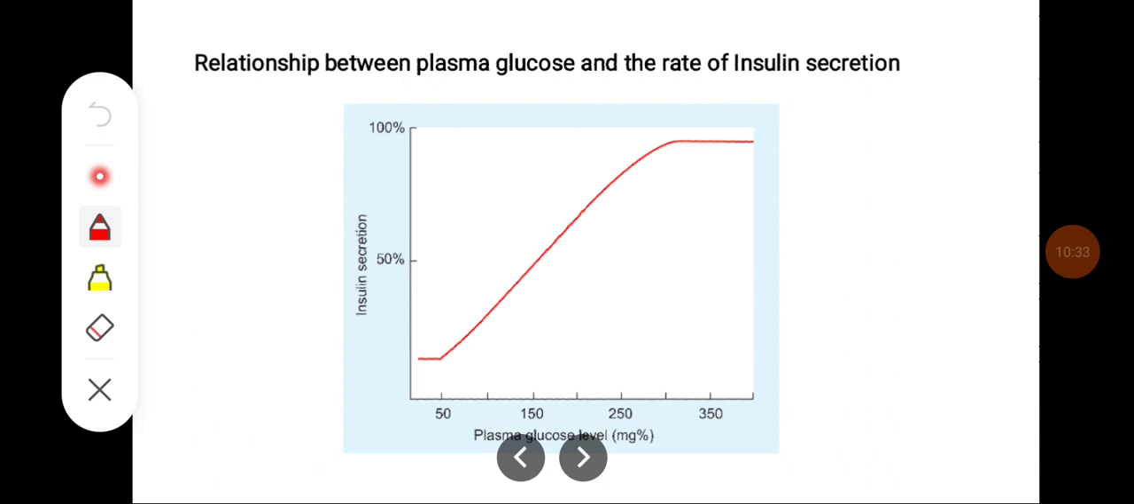So this is the relation between plasma glucose and the rate of insulin secretion. From plasma glucose levels of 50 to around 300 milligrams, as the plasma glucose level increases, the insulin secretion proportionately increases.